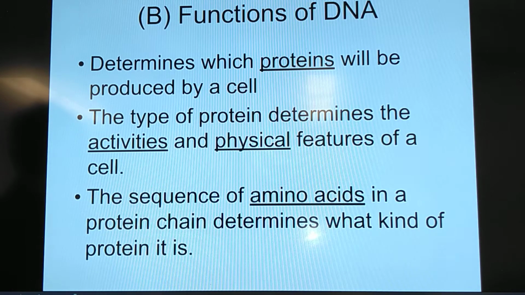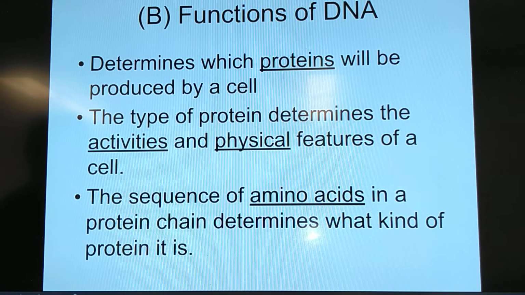So the order of those bases is what's going to determine the order of those 20 amino acids that we talked about. It's going to determine the order those amino acids are laid down. And the order of those amino acids determines the shape of the protein. And the shape of that protein is going to be what determines the function of the protein. So the function of the protein determines what proteins will be made by the cell. The type of the proteins determine the activities and physical features of that cell.